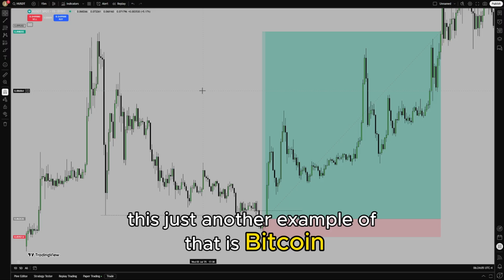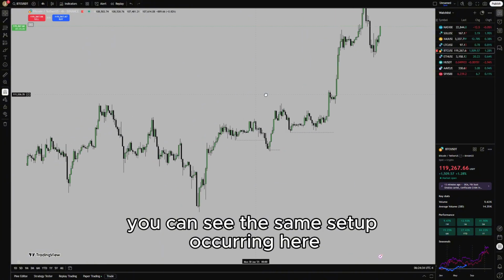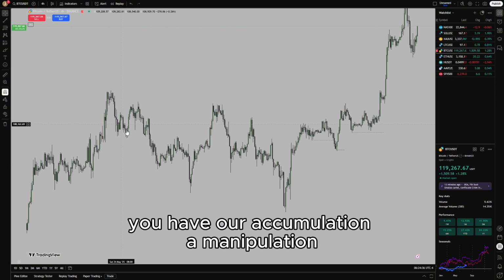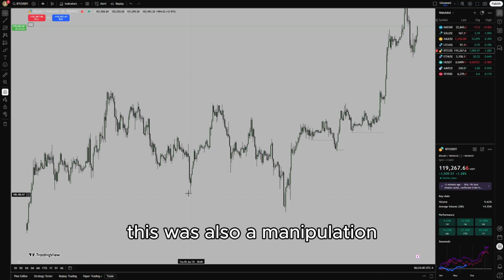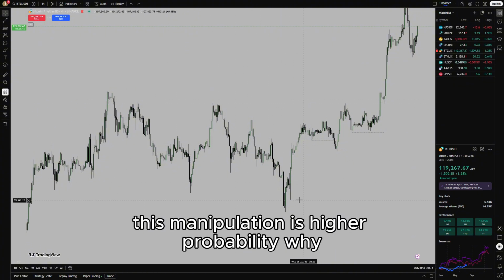Just another example of that is Bitcoin. Now, we're on Bitcoin. You can see the same setup occurring here. You have our accumulation, a manipulation. This was also a manipulation, but it didn't give us the highs that we wanted. This manipulation is higher probability.